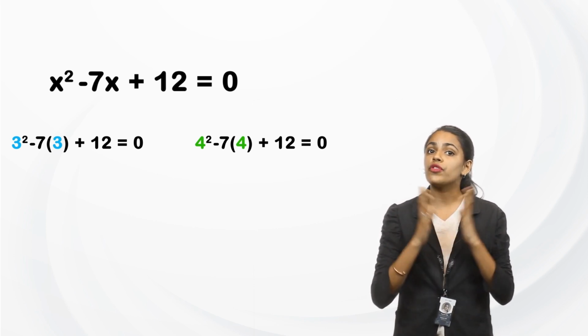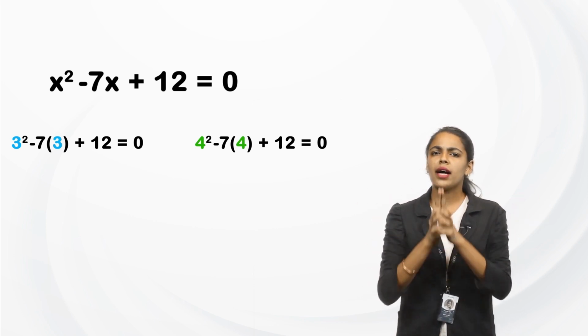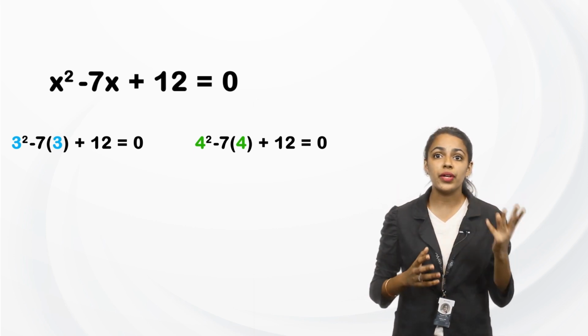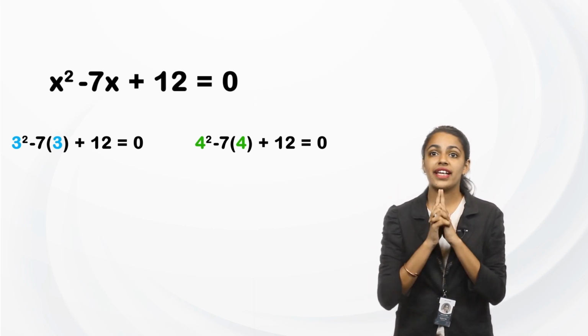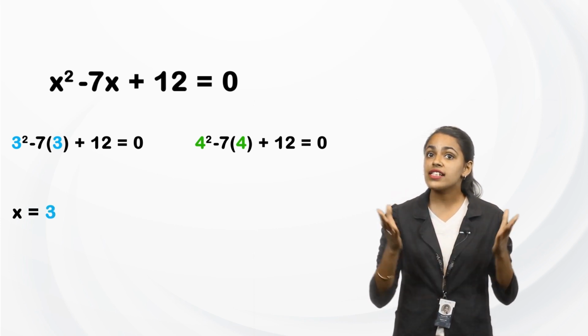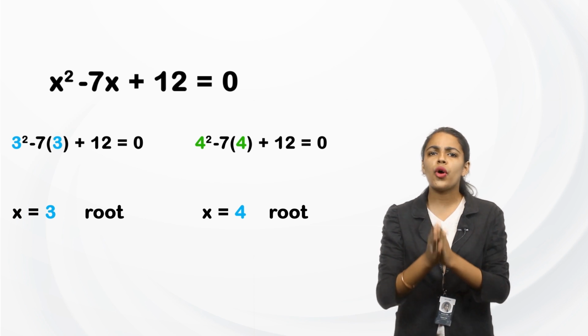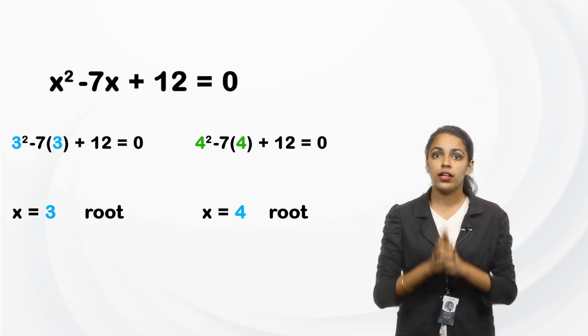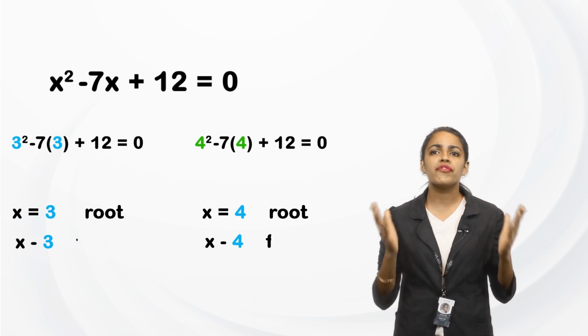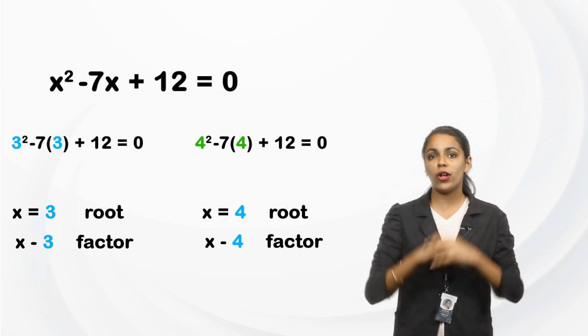Since the value of the quadratic equation becomes 0 on replacing x by the real numbers 3 and 4, we can say that x = 3 and x = 4 are the roots of this quadratic equation and x - 3 and x - 4 are the factors of this quadratic polynomial.